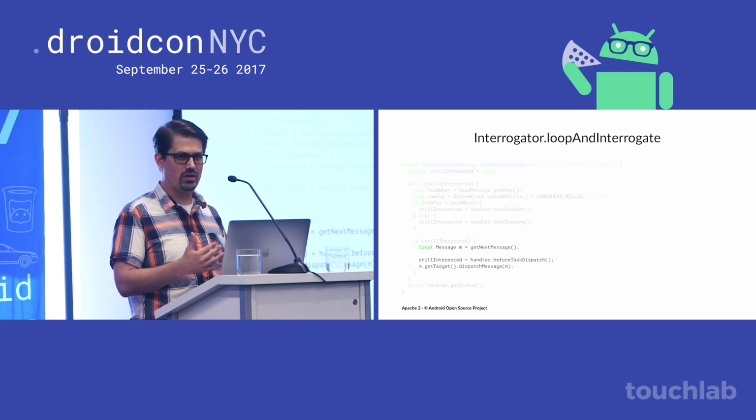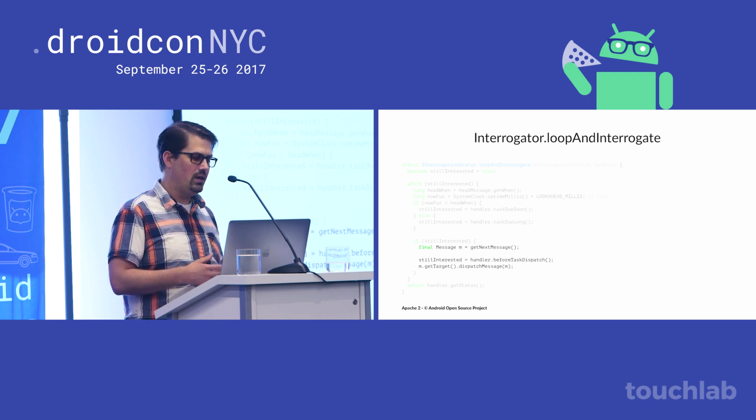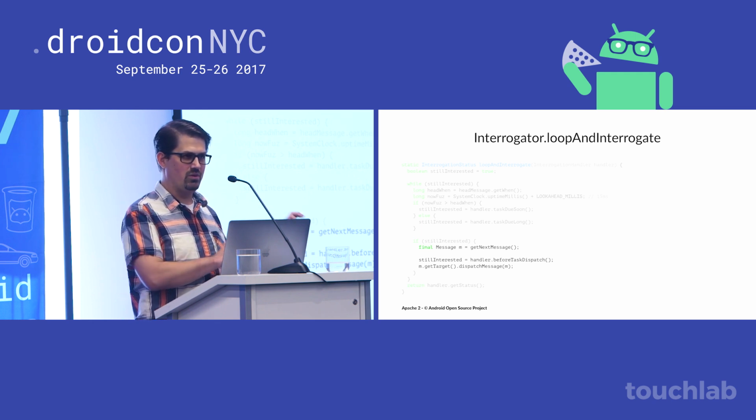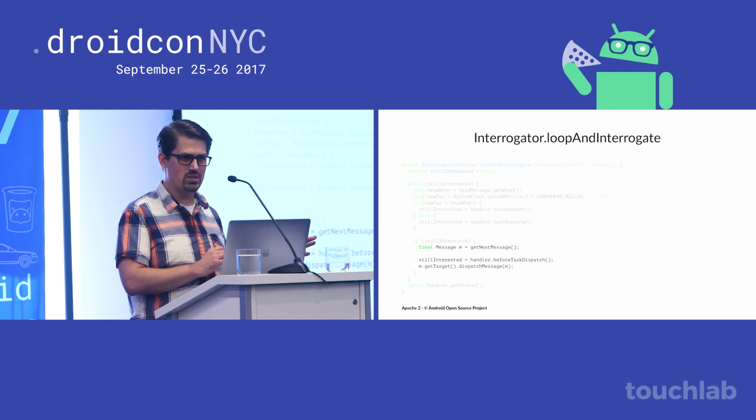And it's that handler looking at all these conditions. So every time we process a message, the handler is saying, okay, we need to keep going, our conditions haven't been met, our conditions haven't been met. In this case, it says, okay, before I dispatch this task, it's sending a message to the handler and seeing if it's still interested.